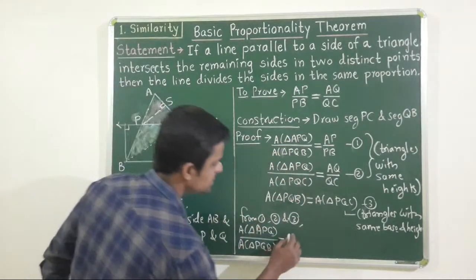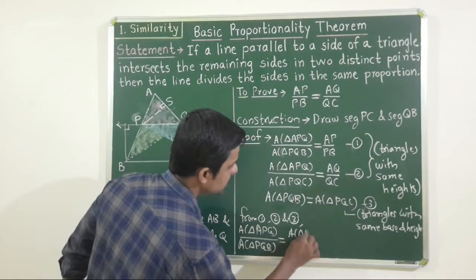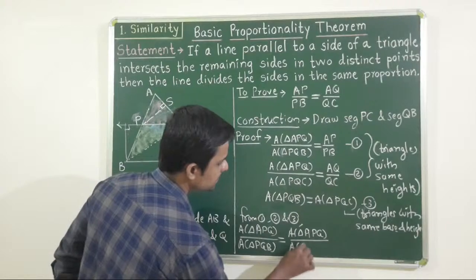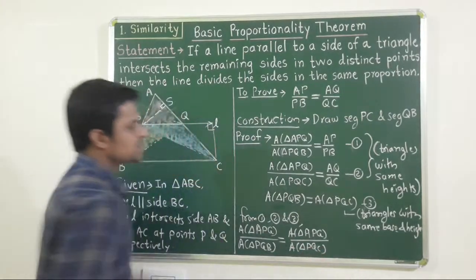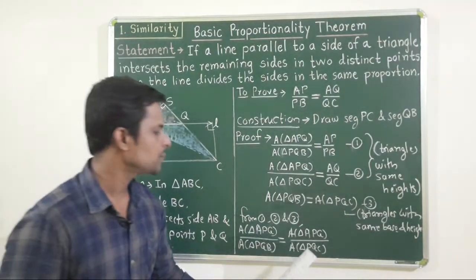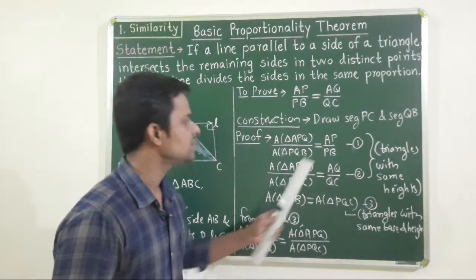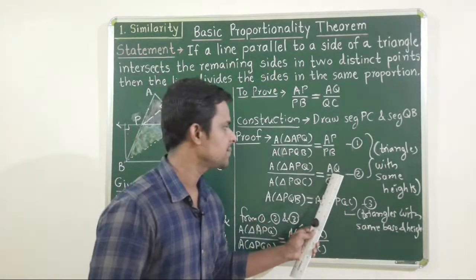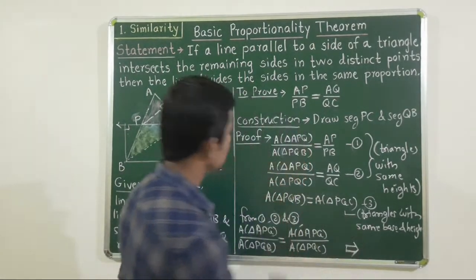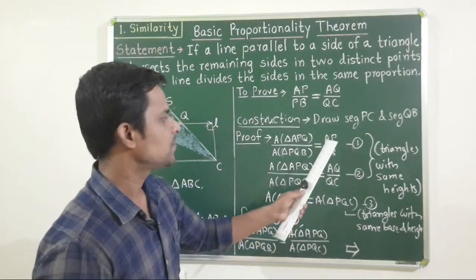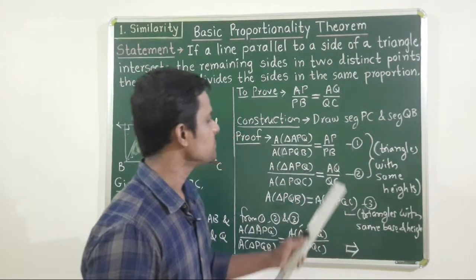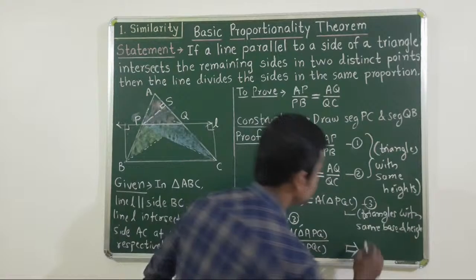Left hand sides as it is, area of triangle APQ again upon area of triangle PQC. Means left hand sides I am going to write again, APQ upon PQB, APQ upon PQC, and since left hand sides are same, their right hand sides will be obviously same. I am going to write this last statement here since I have no space on board. Therefore their right hand sides will be same, that is AP upon PB is equal to AQ upon QC.